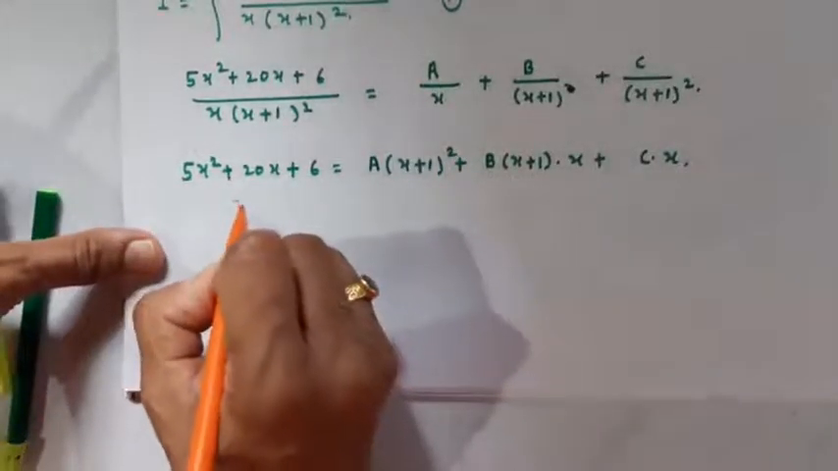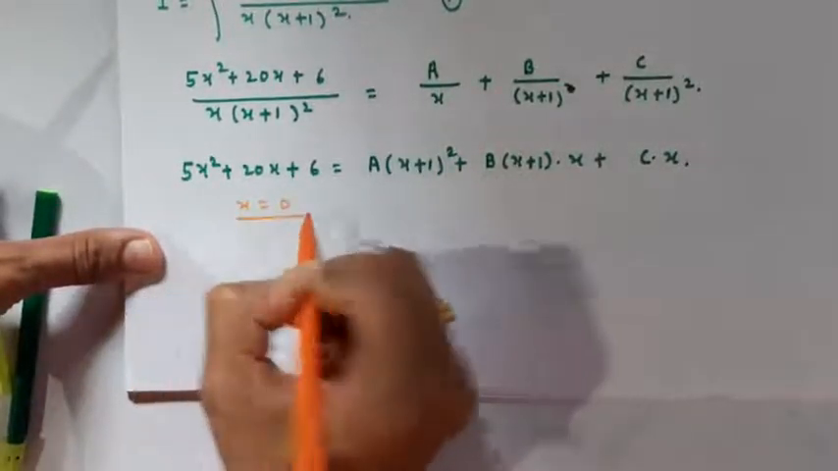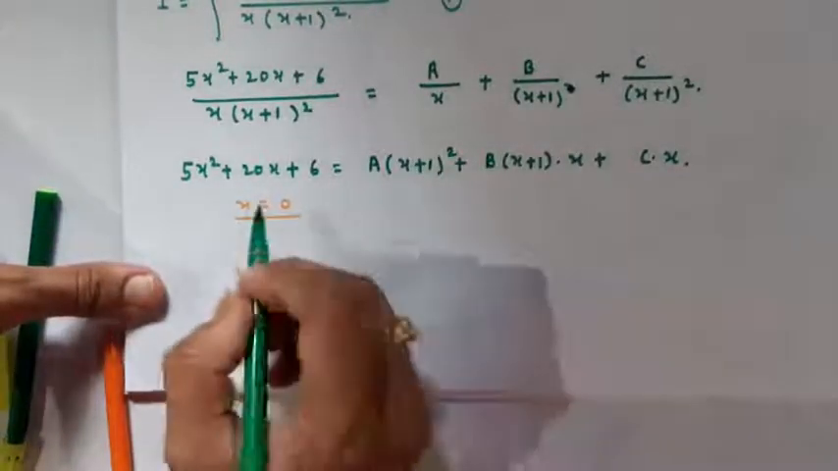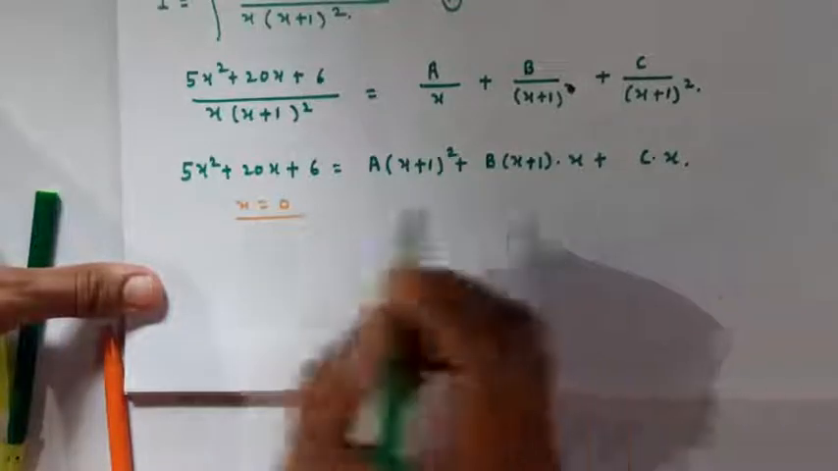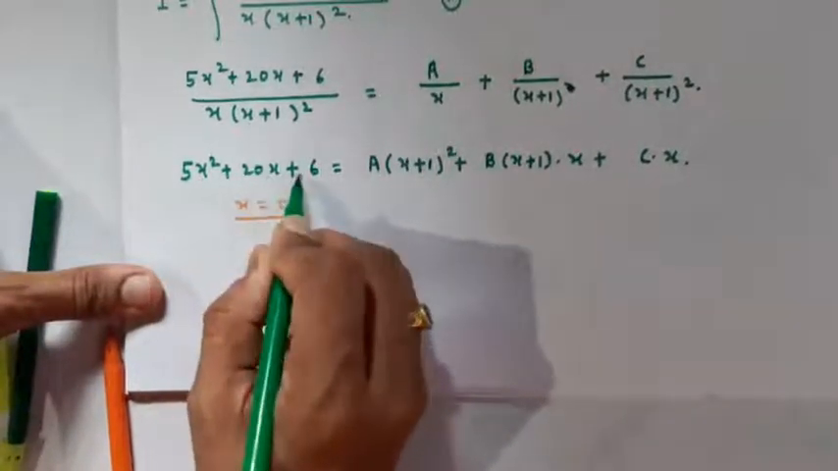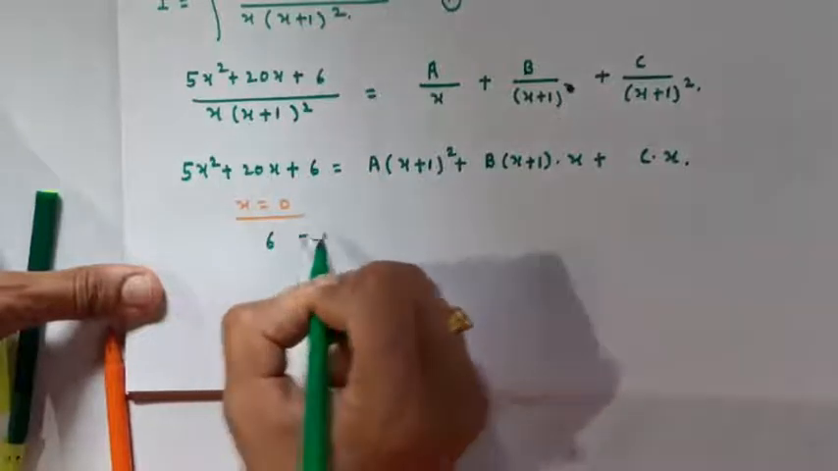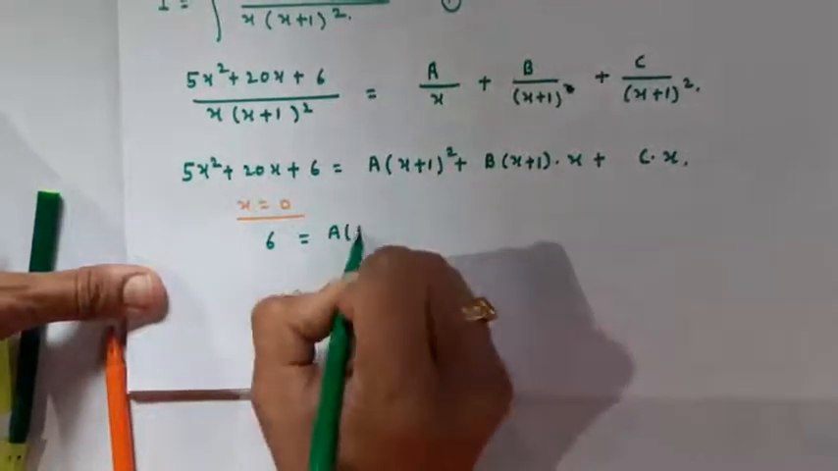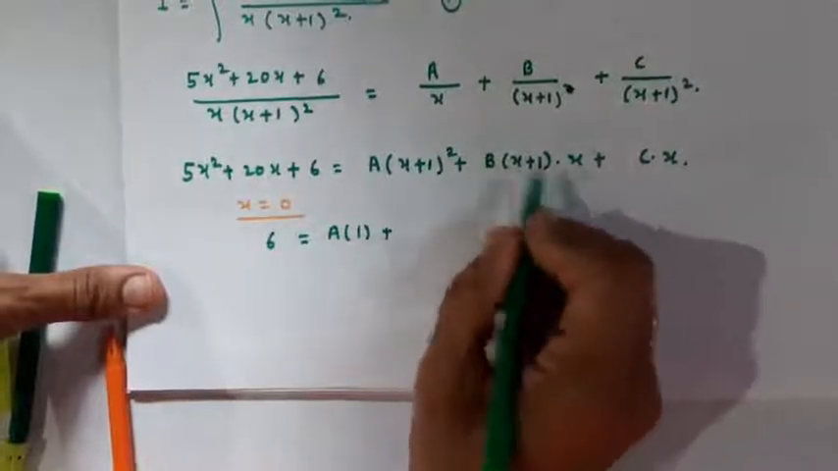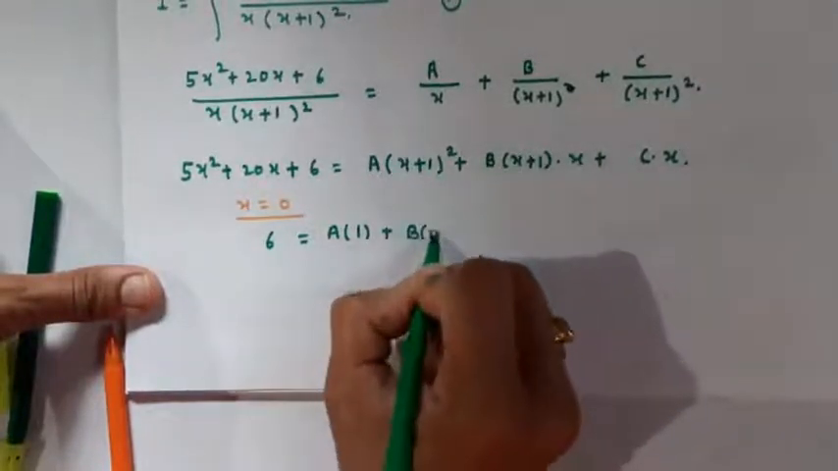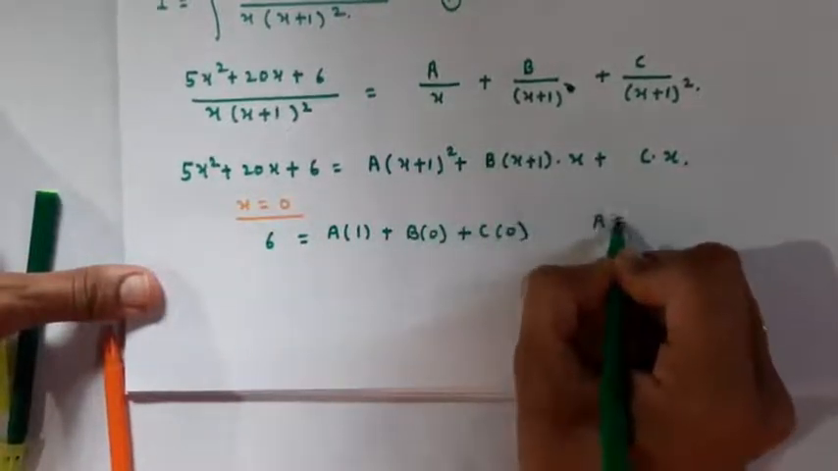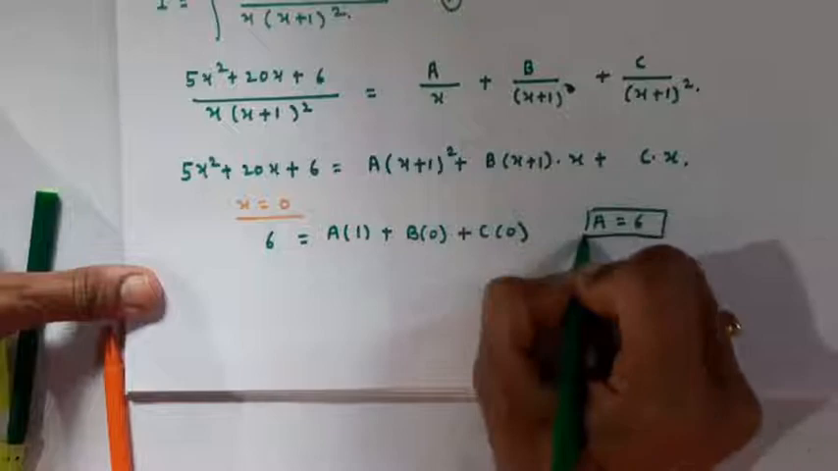Let us suppose x equal to 0. Let us find out the value. So 5 into 0, 20 into 0 plus 6 equals a into 1 plus b into 0 into anything, which is 0, and plus c into 0 is 0, and therefore a equals 6.